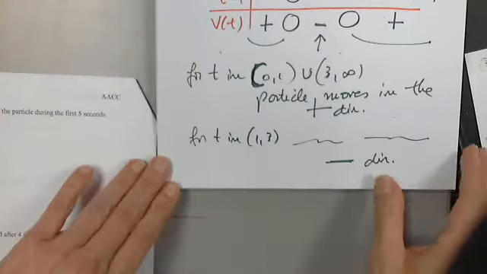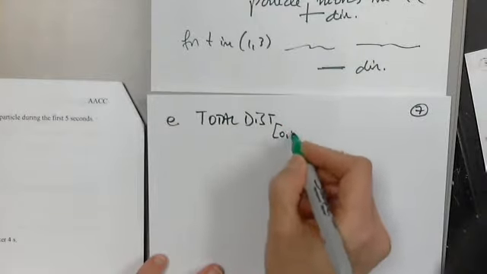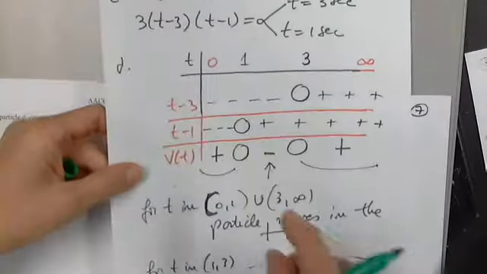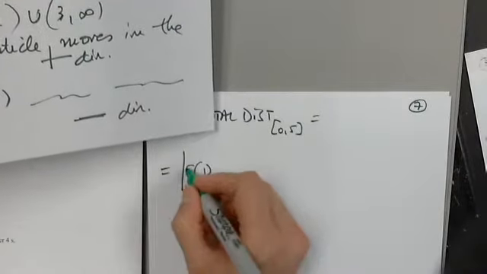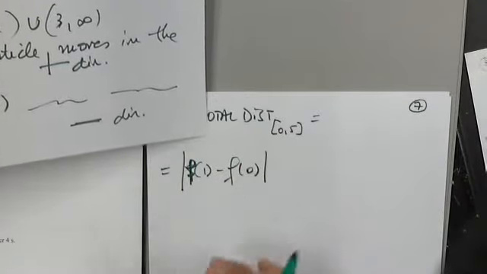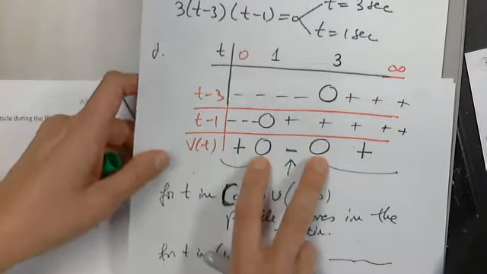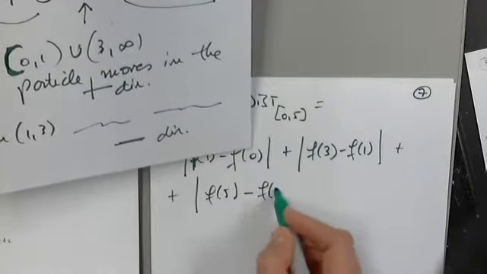Find the total distance traveled by the particle during the first 5 seconds. So between 0 and 5 seconds. I know that the particle moves in the positive direction between 0 and 1. So that's one distance: the absolute value of F of 1 minus F of 0, plus the distance that the particle covers between 3 and 1, because the fact that it's coming back doesn't mean that it doesn't cover extra distance. So the absolute value of F of 3 minus F of 1, plus, since we are asked 0 to 5, the absolute value of F of 5 minus F of 3.